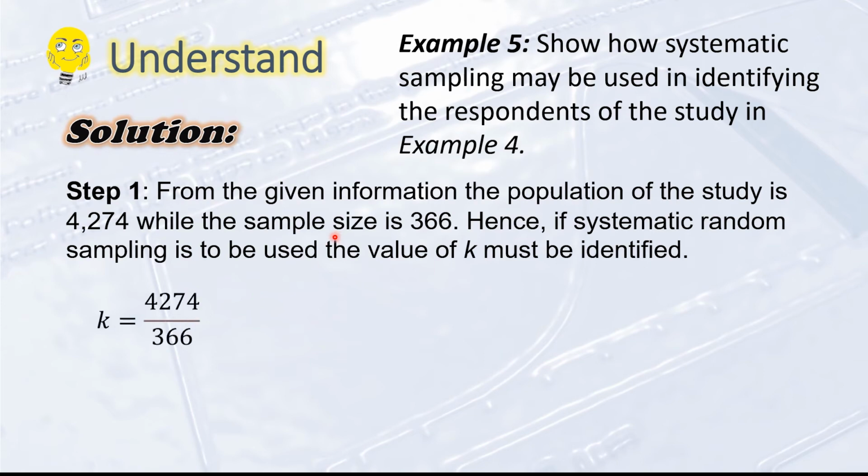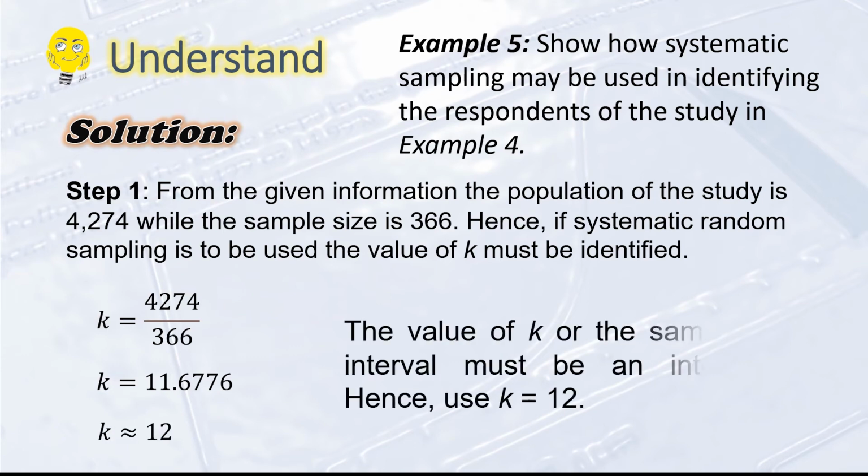From the formula, we have k is equal to 4,274 over 366. Using a scientific calculator, we get k is equal to 11.6776, and rounding this off to the next whole number, we have k is equal to 12. Since the sampling interval must be an integer, we will use k equals 12.